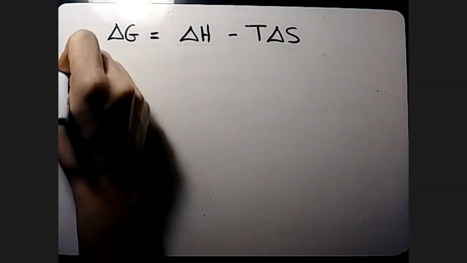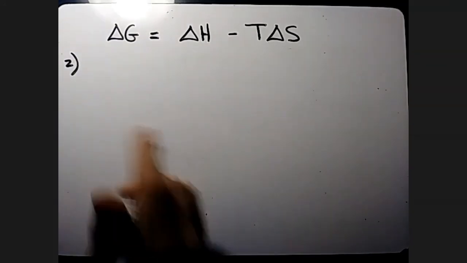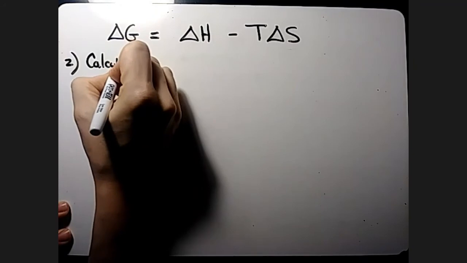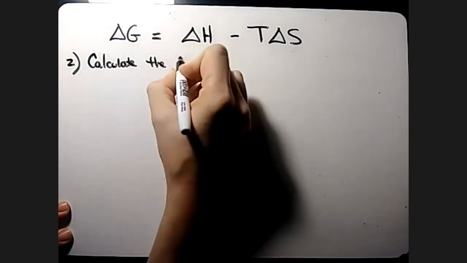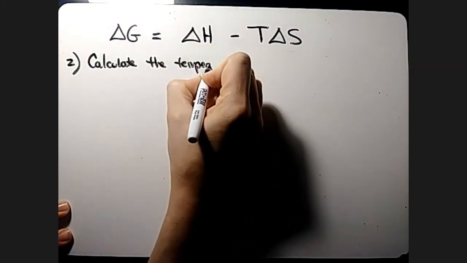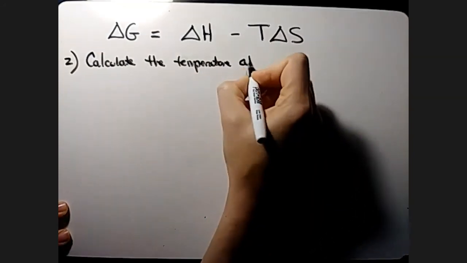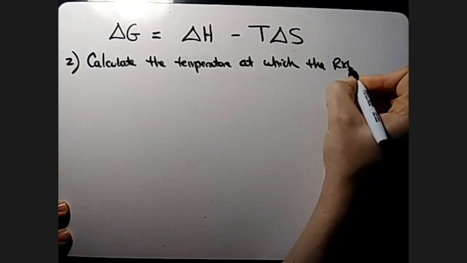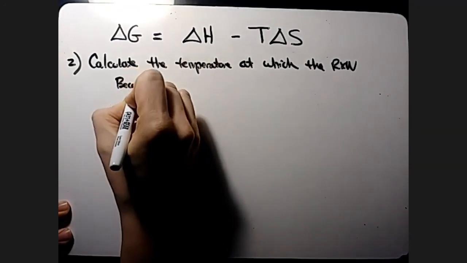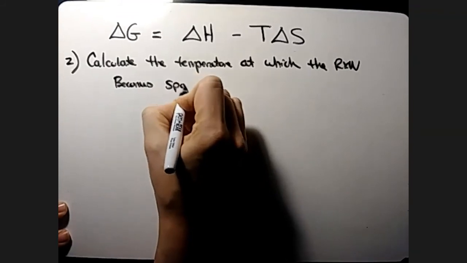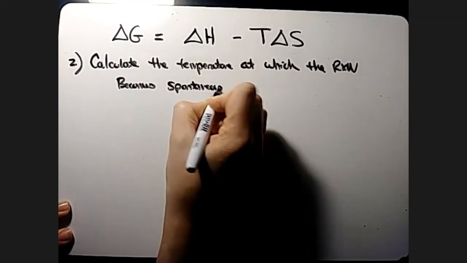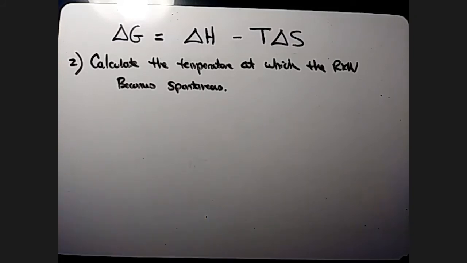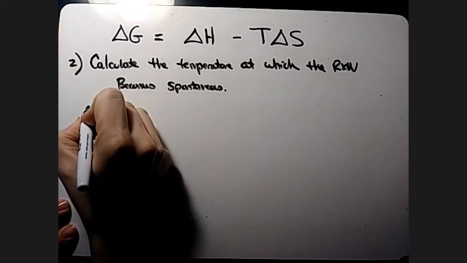So again, the second purpose of this equation is to calculate the temperature at which the reaction becomes spontaneous. Okay, we're going to look at that same equation again, so we can use these same thermodynamic values.